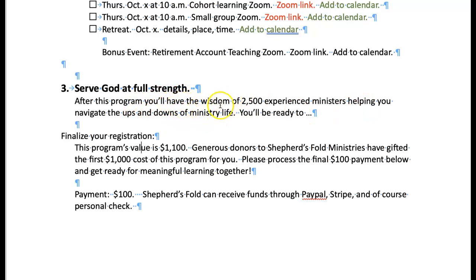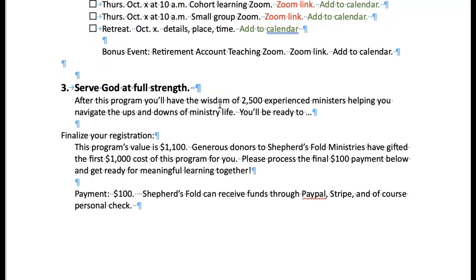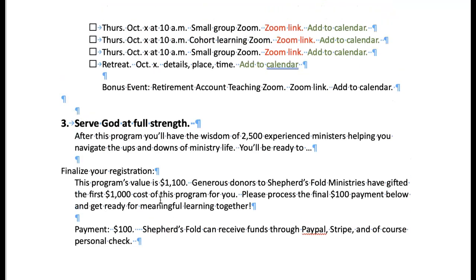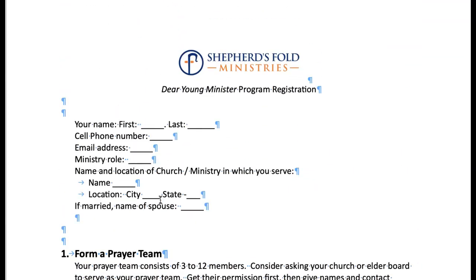I'll need to fill that out later, but if you can get that started for me, where I can go in and edit this a little bit. And then finalize your registration. Here's information about that, and then I'd like a place for them to be able to make a payment. Now, just so you know, Shepherd's Fold can receive funds through PayPal, Stripe, and of course personal check. Okay, so that is document number 1.